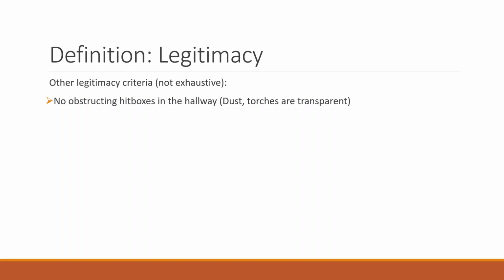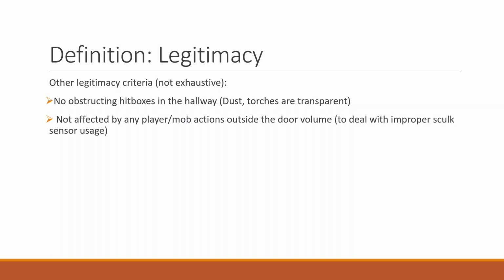This has actually never been said, although it is an informal agreement, which is that you cannot have, for example, repeaters or comparators in the hallway. But if the components are transparent, for example, dust and torches, then they're basically allowed. So you just cannot have any obstructing hitboxes, like any blocks that actually occupy space. So that's not allowed. Yeah, and some people are against it. I used to be against this, but nowadays I don't really care too much. But anyways, that's not the important thing.